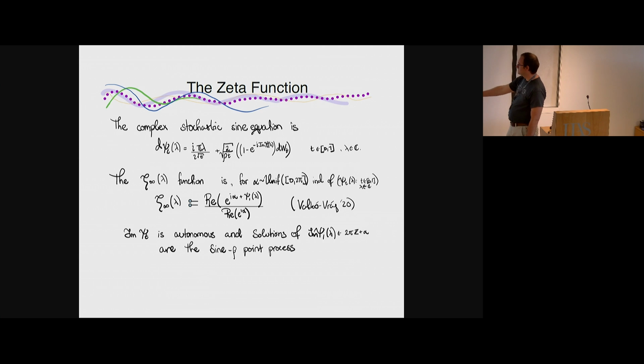And then you look at zeta, which is the real part of e to the i alpha plus psi 1. So psi 1 is the solution of this equation. Alpha is a uniform random phase. You have to inject one other piece of randomness, this uniform random phase. And then you take the real part of that, you divide by the real part of e to the i alpha. And it's maybe not obvious, but it is in fact the same function which appeared in the previous talk.